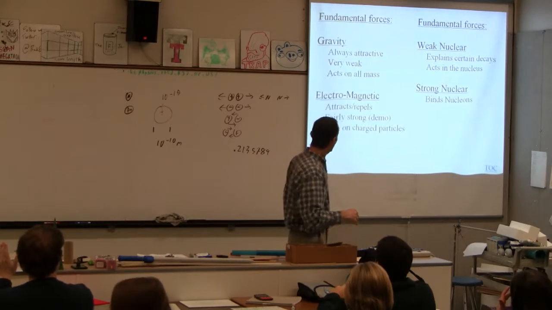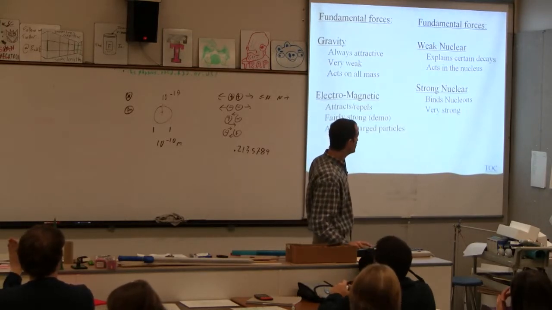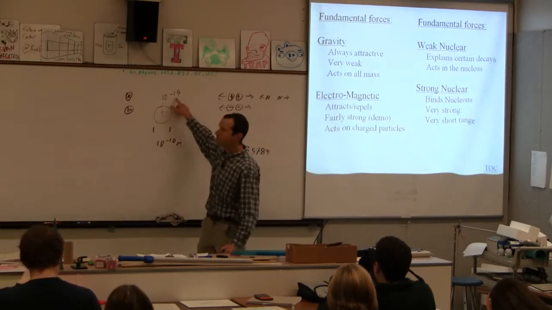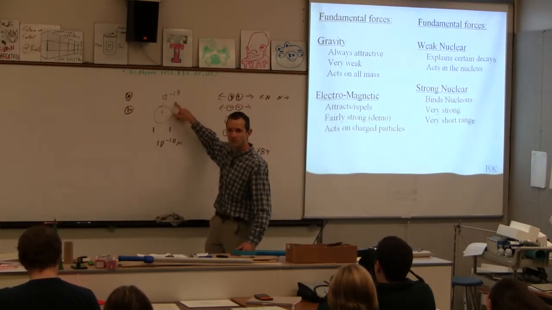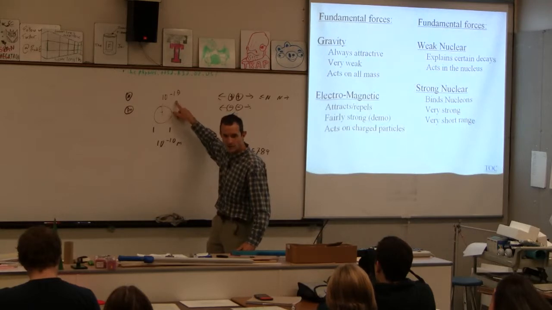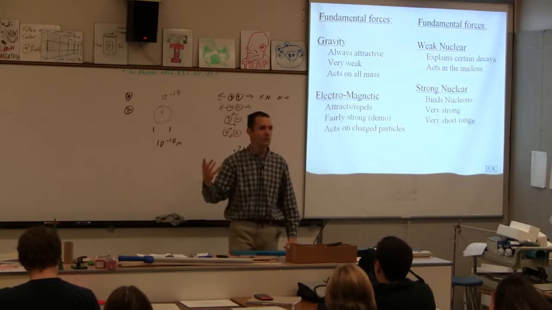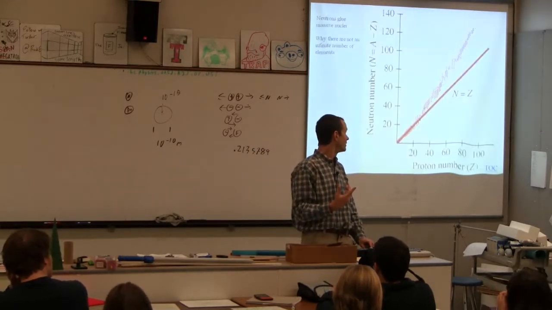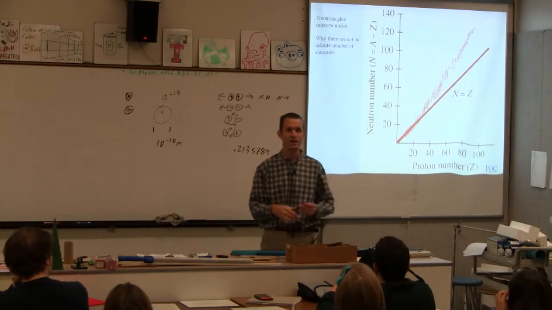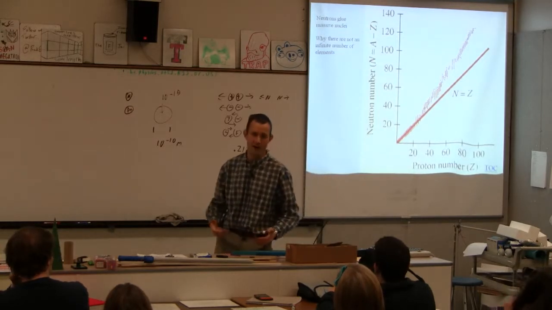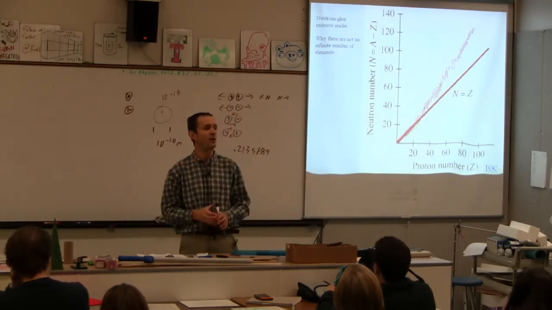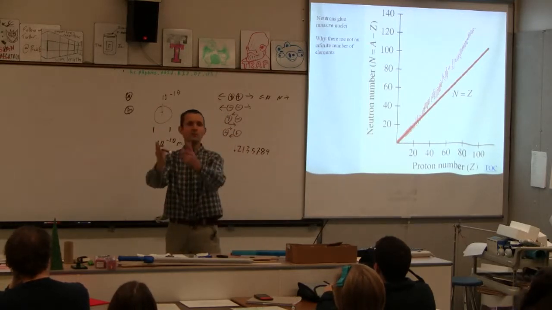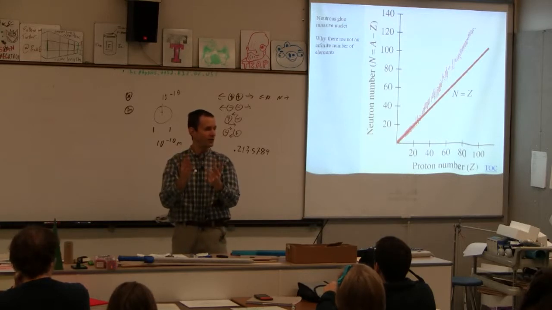Now, here's the deal: it's very strong, but it's also very short range. Once you get much bigger than about 10 to the minus 15th meters in size, it starts to lose effectiveness. Have you wondered why there's not an infinite number of elements? Why can't we just go out to element 300? We've got all the protons, let's just stuff them together. Why do they fly apart? Why are they unstable? The bigger they get, the weaker the strong nuclear force is.